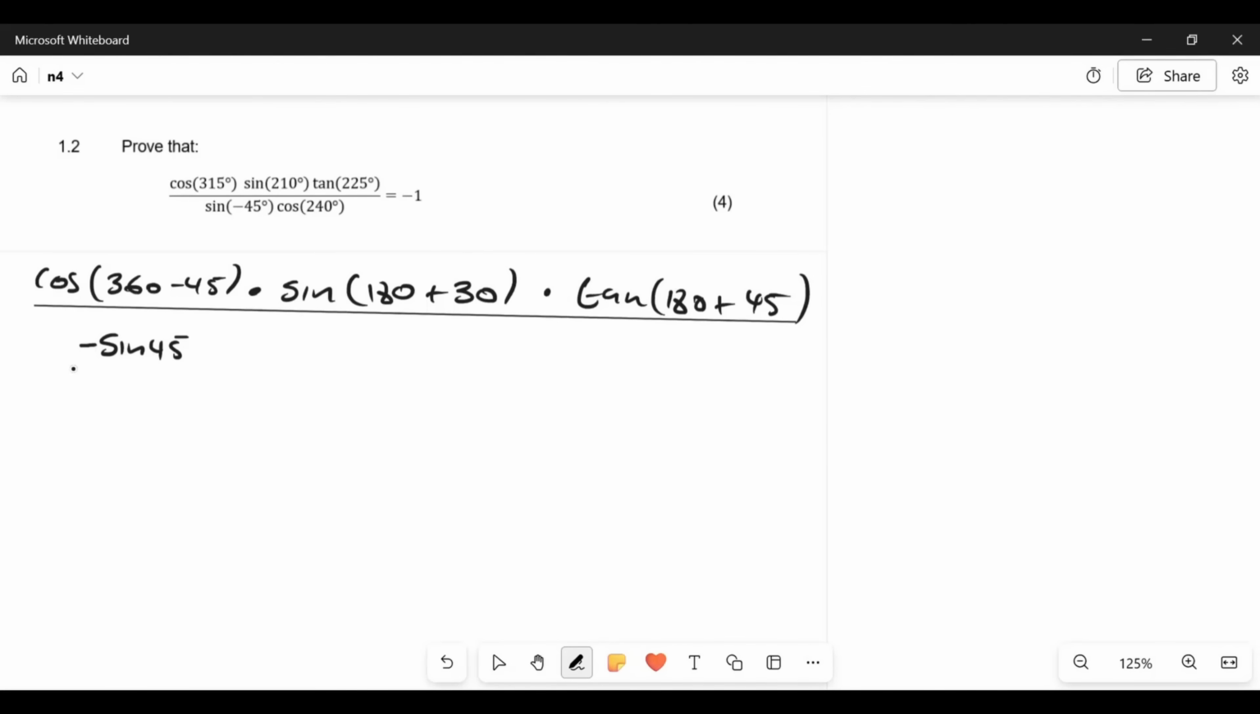Sine(-45). This one here, we can write as negative sine 45. The reason why we write it as negative sine 45: sine(-45) is happening in the fourth quadrant when you go backwards. Remember, when you go backwards, this here becomes negative theta, right? So in the fourth quadrant, sine is negative. I hope you still remember that. Right, let's continue. Now, we also have cos 240. We can write cos 240 as cos(180 + 60), right? If you add these two, 180 plus 60 is going to give you 240.